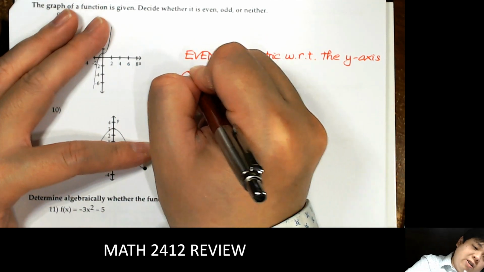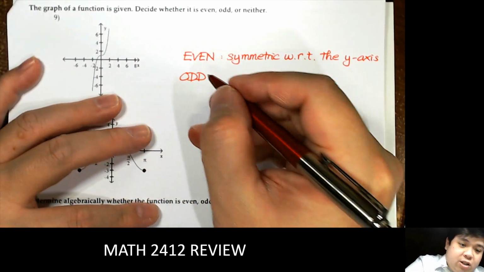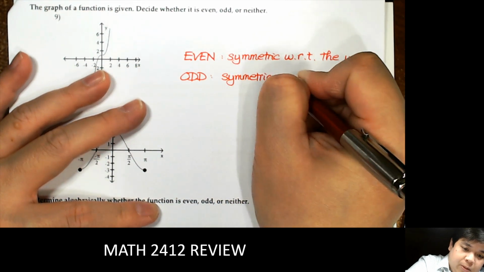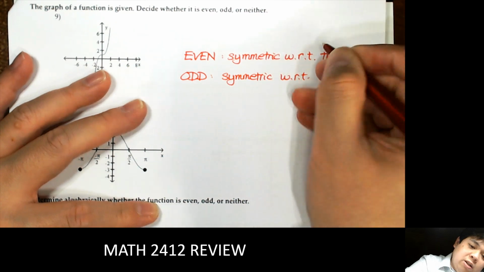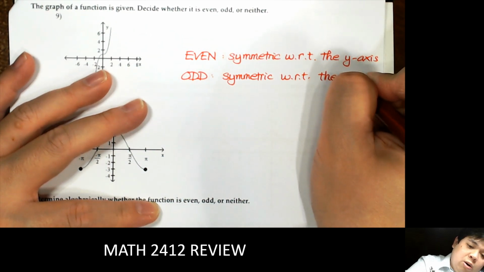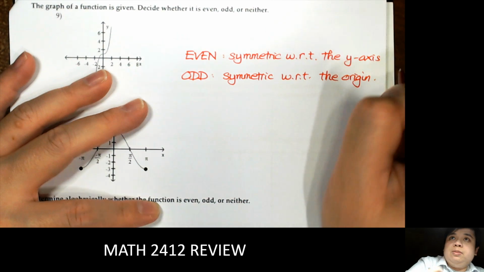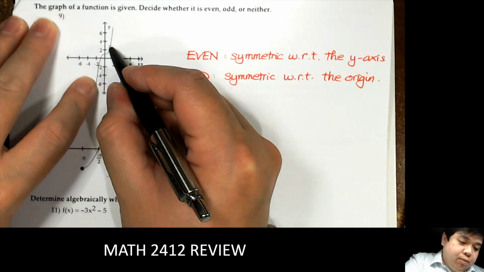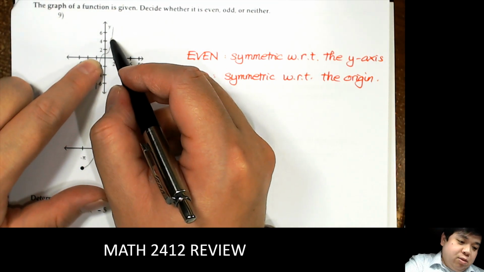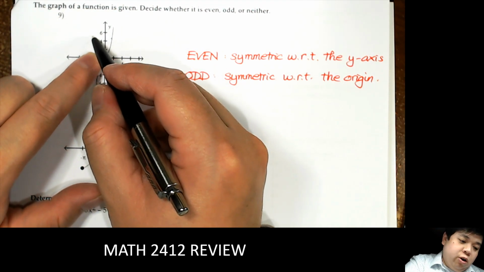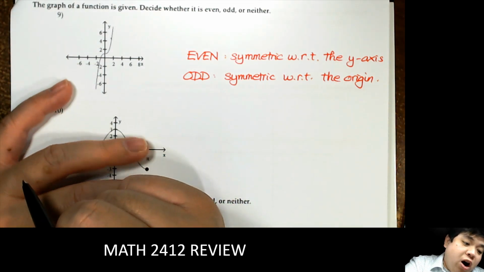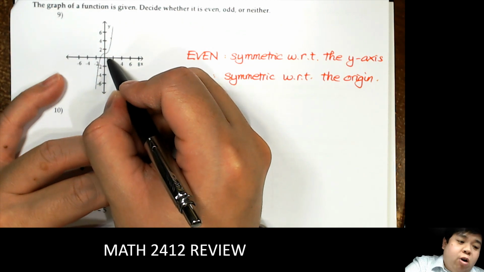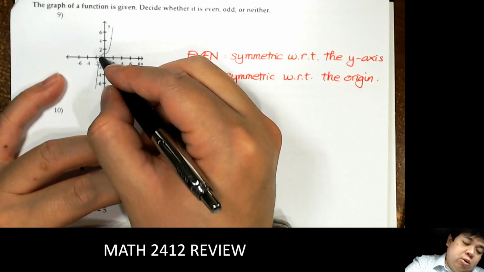And a graph is odd if it is symmetric with respect to the origin. On this one, certainly it's not symmetric with respect to the y-axis, because if there's a point here, there's no point on that side. And this is also not odd, because if there's a point here, there should be a point across from the origin, and we don't have it. So the first one is neither.